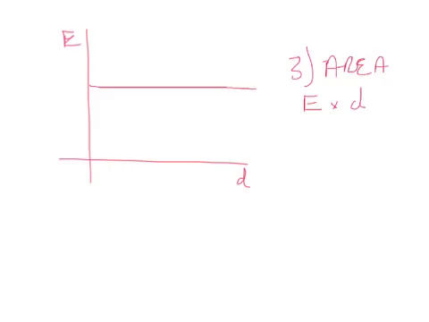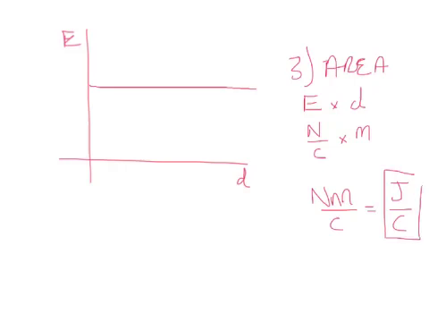But another thing we could do is we can say newtons per coulomb, that's the units of an E field, times the units of distance would be meters. So I'd end up with newton meter per coulomb. And as we all know, a newton meter, another name for that would be a joule. So a joule per coulomb. And I would have to ask myself, is a joule per coulomb anything that I've noticed before? And sure enough, that is voltage. So I can tell that if I find the area under this graph, I'm going to get the voltage.